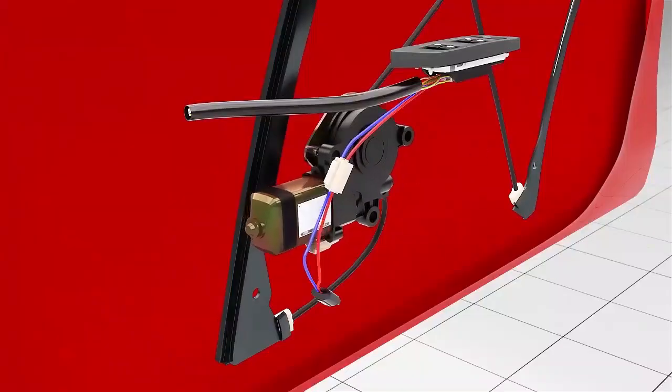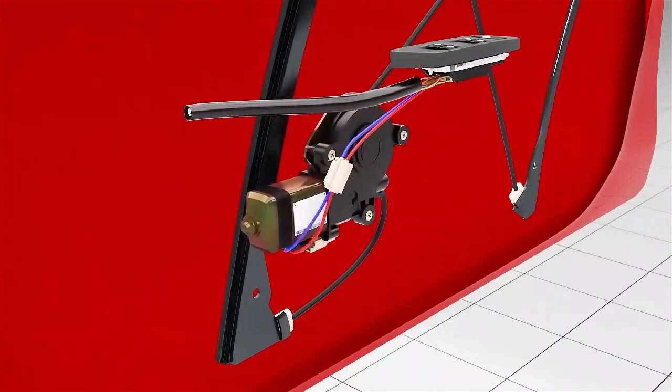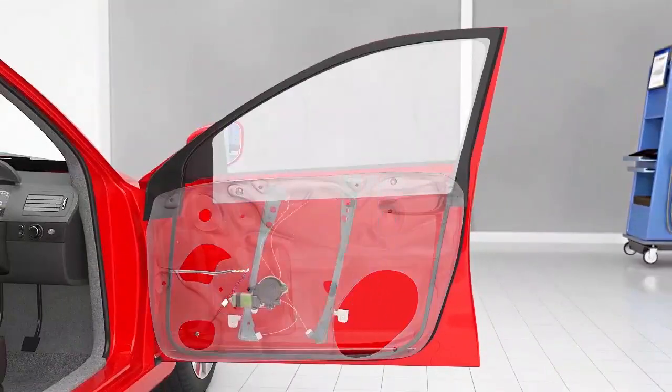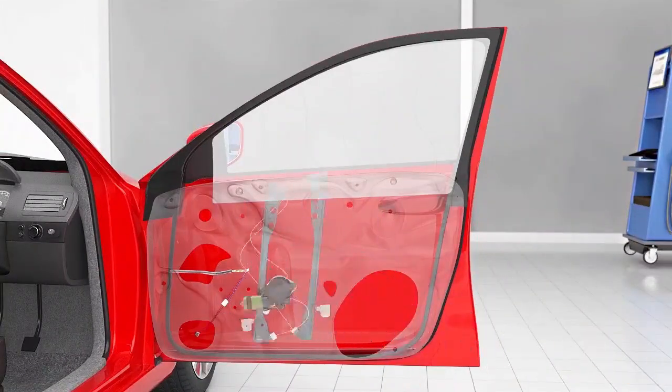In some vehicles, the motor and regulator can be replaced independently. However, in most cases, the motor and regulator are replaced only as a complete assembly.